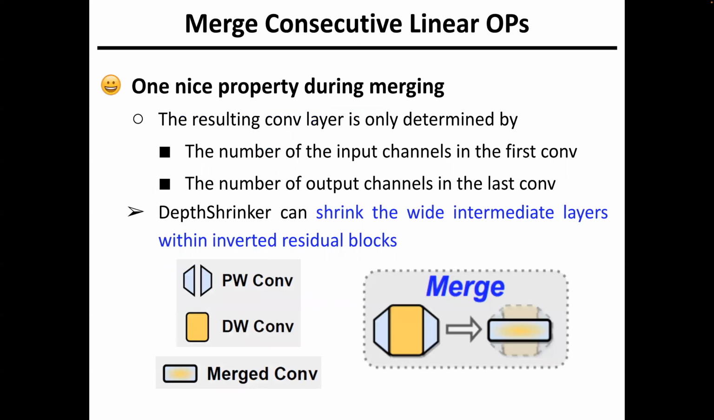We merge consecutive linear operations after fine-tuning, and one nice property is that the resulting conv layer is only determined by the number of input and output channels of one block. Thus, DepthShrinker can shrink the wide intermediate layers within inverted residual blocks, leading to more promising efficiency improvements.